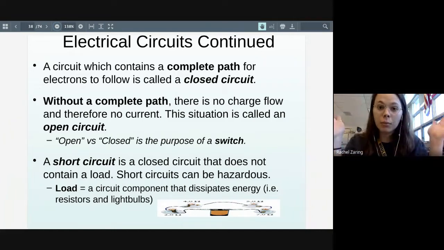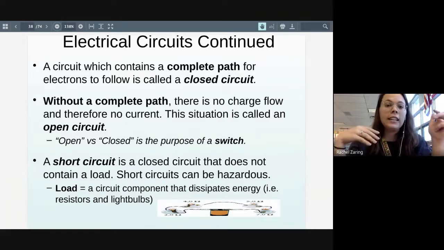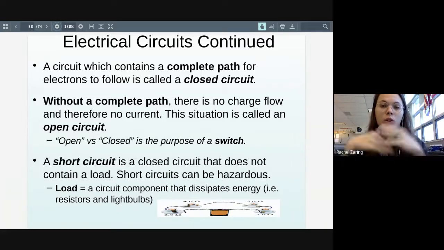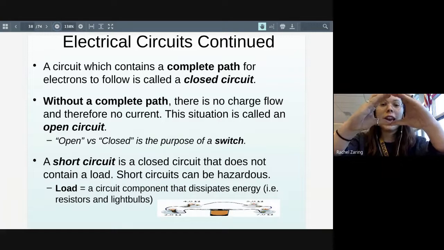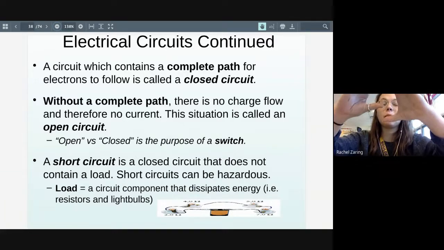If there is not a complete path, then the charge is not going to flow through the whole circuit, and there won't be any current. We call that an open circuit. The way that open circuits are useful to us is that we use them for switches. If you think about a light switch, when you're turning the lights on, you're making the closed circuit. When you're turning the lights off, you're making a break in the circuit so that the current can't flow anymore. That's a switch, and that makes it an open circuit because there's an opening where the electrons can flow.